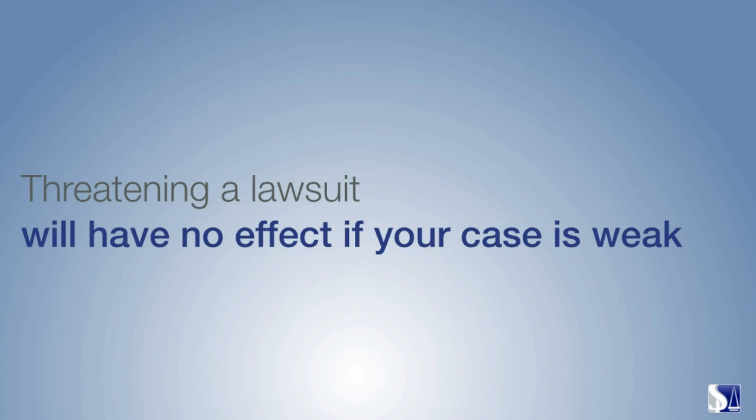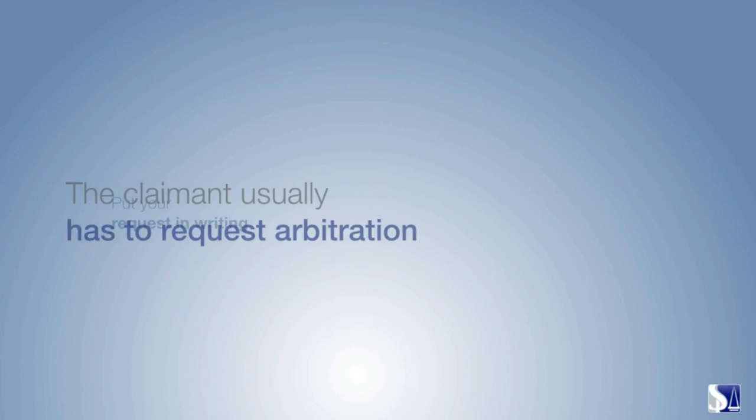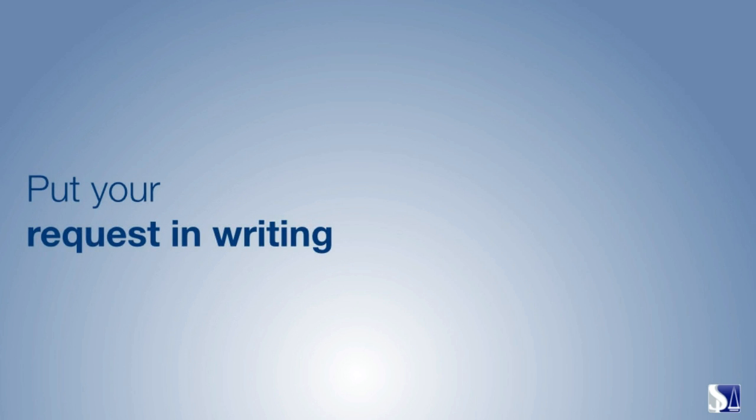It's rare for a third-party insurance company to suggest arbitration. The claimant usually has to request it. So if you can't settle your injury claim and believe you have a reasonable basis for a lawsuit, go ahead and request binding arbitration. You have nothing to lose and everything to gain. Be sure to put your request in writing. We've included a template of a request for arbitration letter just below.